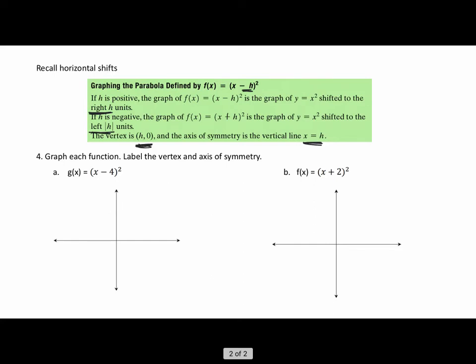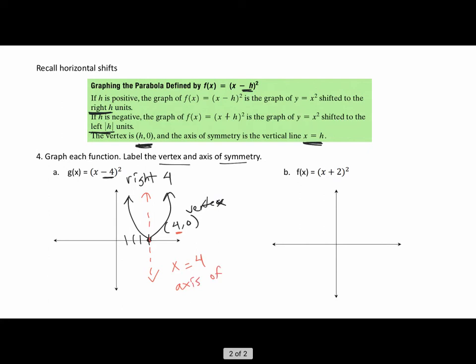Some examples here. G of x is x minus 4 quantity squared. We want the vertex and axis of symmetry. So since this is minus 4, we're going to go right 4 units. And that's going to be our new vertex at 4, 0. And we have the same basic U shape. The axis of symmetry then is going to go through that vertex such that x is, in this case, 4. Whatever the x-coordinate is, that's where our new axis of symmetry will be.